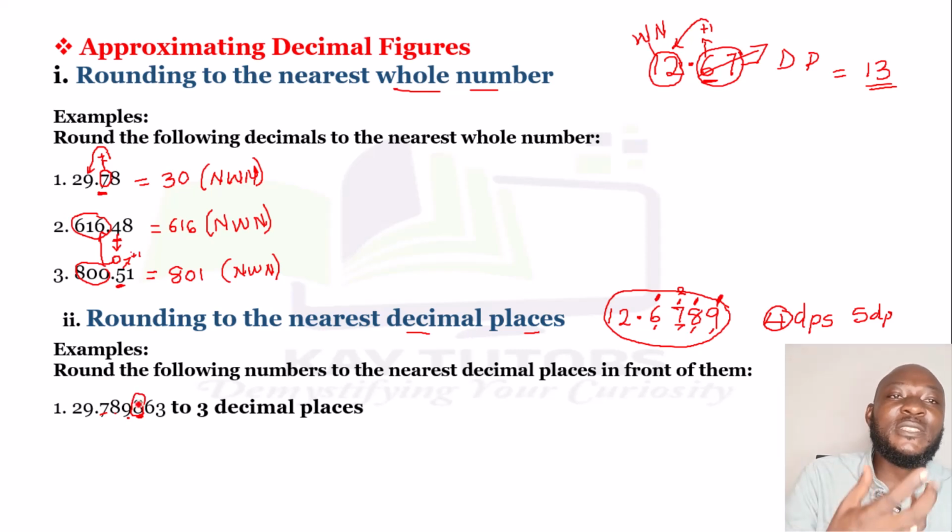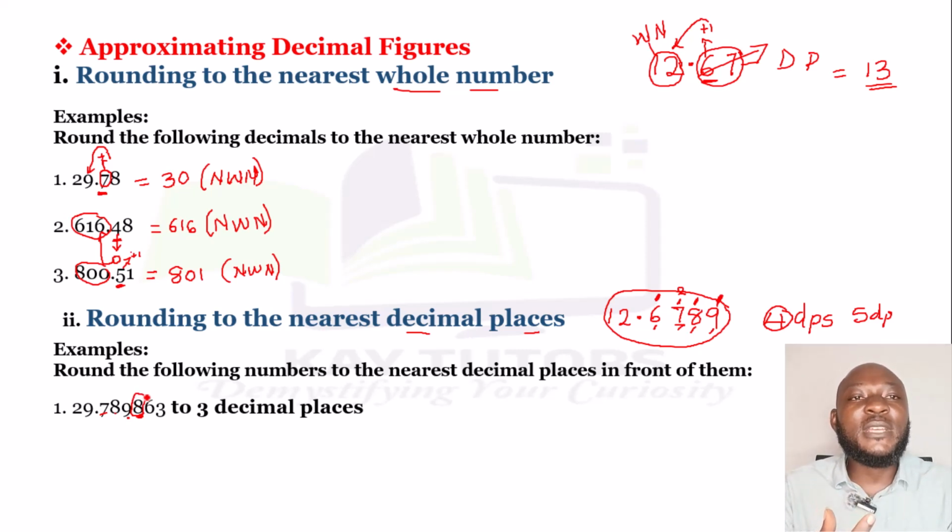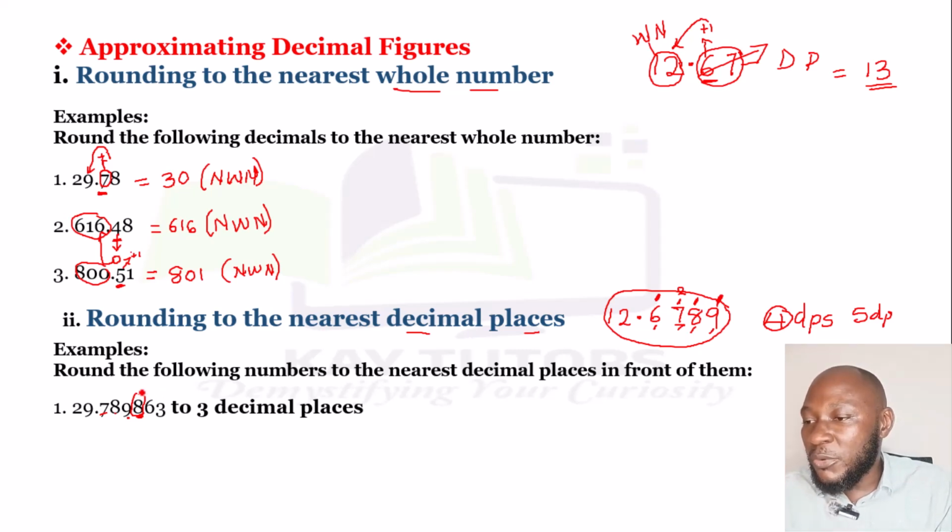And since 8 is greater than 4, what am I expected to do? Round up or down? Of course, I am rounding up, to what? To plus 1. I'll add my 1 to this digit here. So if I'm adding 1 to 9, what will that become? 10. I'll write down my 0 and carry my 1.